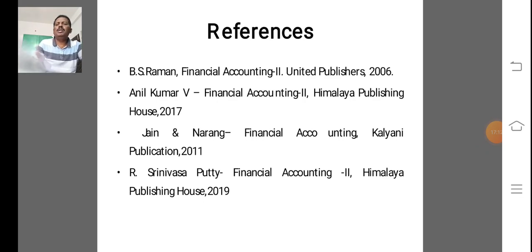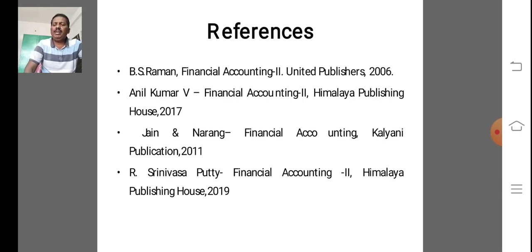Dear students, when the problem says the head office sends goods to the branch at inflated price, or invoice price, or loaded price, the reason is maintaining the confidentiality about the profit margin. Head office sends goods to the branch at a price above the cost price. Such price we call loaded price, or invoice price, or inflated price.